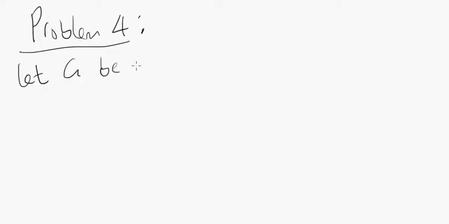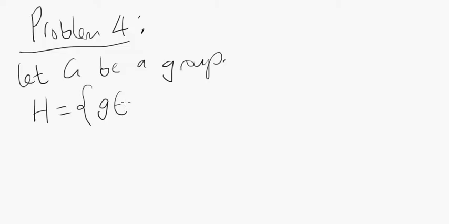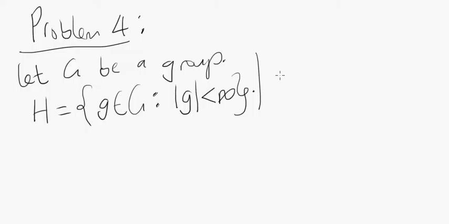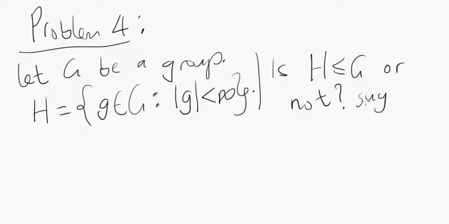Problem 4. Let G be a group, and we're going to define H to equal all elements of the group G that have finite order. That is, their order is less than infinity. That just means they have finite order. Our question is whether H is a subgroup of G or not. And whichever one you think it is, you are supposed to give a justification.